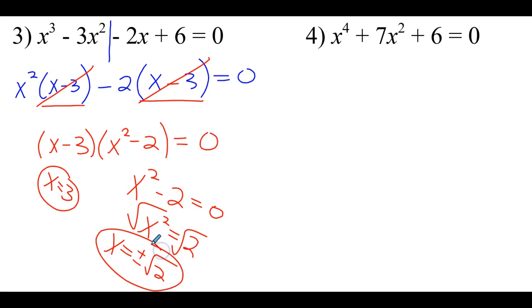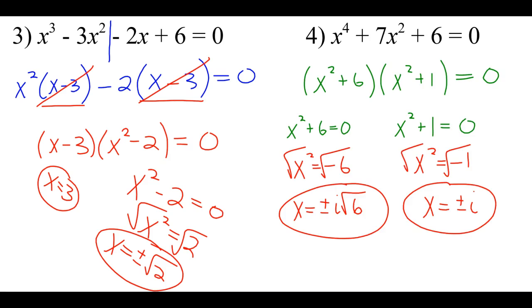Yeah. So how many answers do we get? 3. How many of them were real? 3. All 3 of them. Yeah, we didn't get any i that time. So there's the answer to number 4.